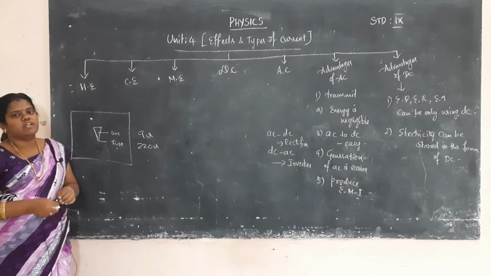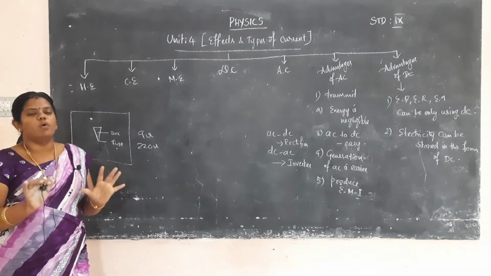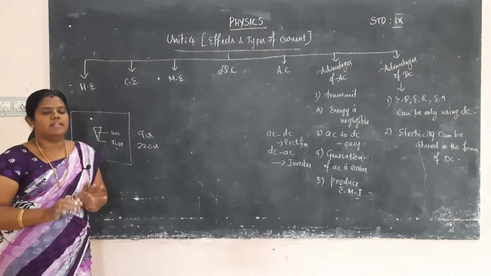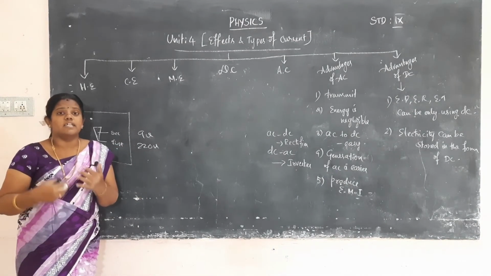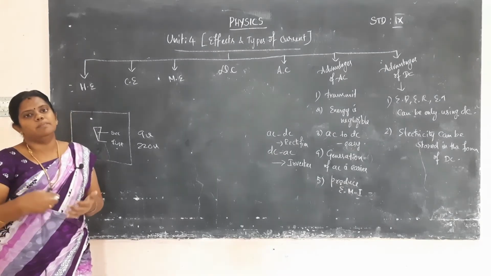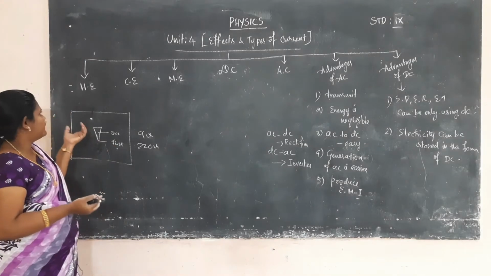So the heating effect of current is nothing but current flowing through a metal plate. The electrical energy is converted into heat energy, and the metal plate is melted. That is the heating effect of current.